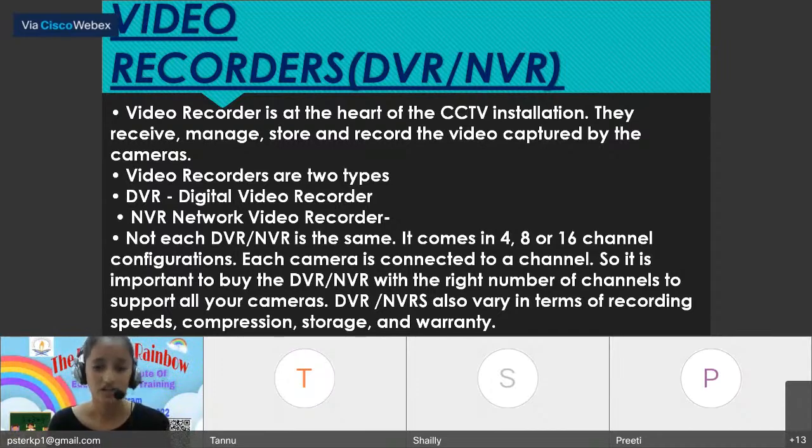Not each DVR or NVR is the same. It comes in 4, 8 or 16 channel configurations. Each camera is connected to a channel. So, it is important to buy the DVR or NVR with the right number of channels to support all cameras. DVR or NVRs also vary in terms of recording speeds, compression, storage, and warranty.